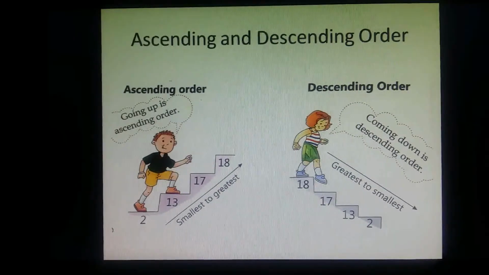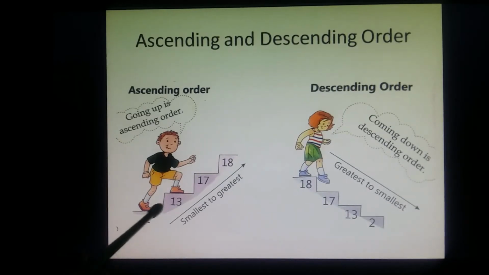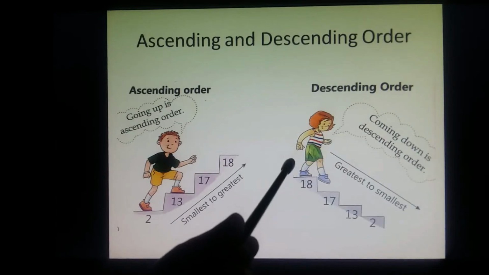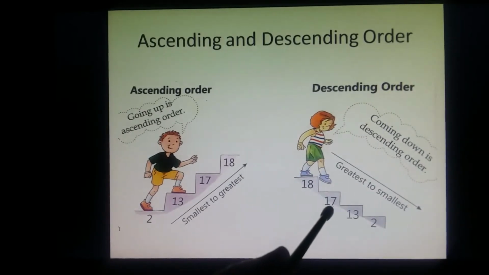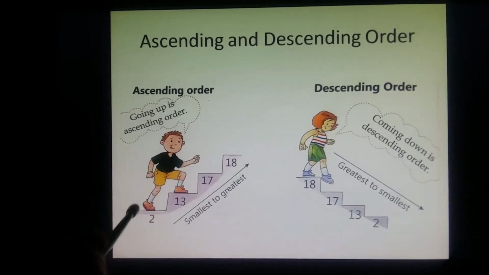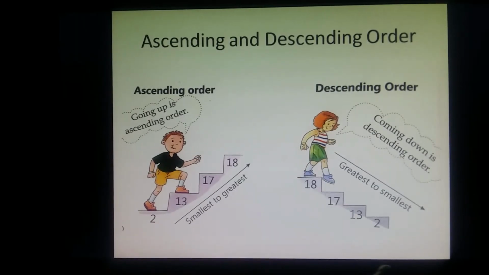decreasing order. As you can see in this picture, in the ascending order, the first number is 2, then 13, then 17 and then 18. Likewise in the descending order, the first number is 18, then 17, then 13 and then 2. So ascending order is from smallest to greatest and descending order is from greatest to smallest.